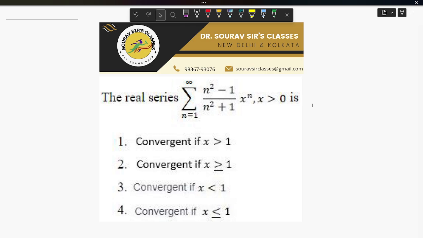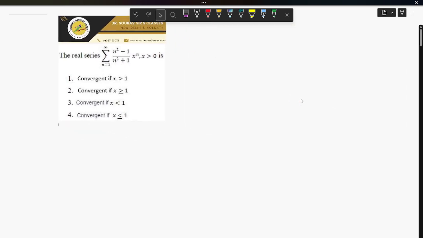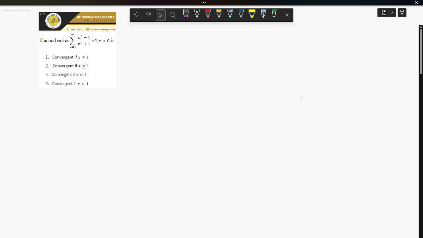Okay. So now we are going to solve a problem which appeared in the CUET PG Statistics, and the question is telling us that the real series summation n equals 1 to infinity (n square minus 1) upon (n square plus 1) into x to the power n, where x is positive, is convergent when we have to find the domain of x. So what can be done with this? So we are given a real series which is this.